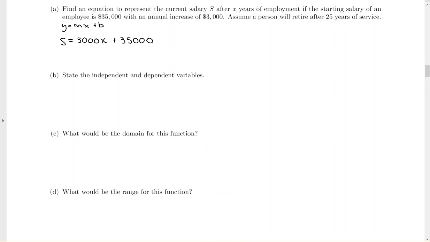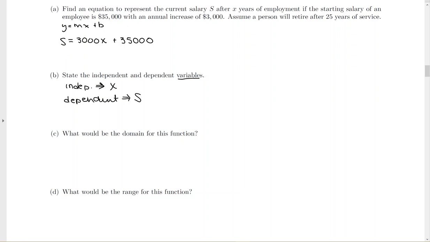State the independent and dependent variables. Remember, a variable is a letter, so we're looking for either an S or an X, because those are the only letters we have in this problem. So the independent variable is the input variable, which is represented by X. The dependent variable, our output, is what comes out, which is the S. So remember, independent is input, dependent is what comes out, in this case S.